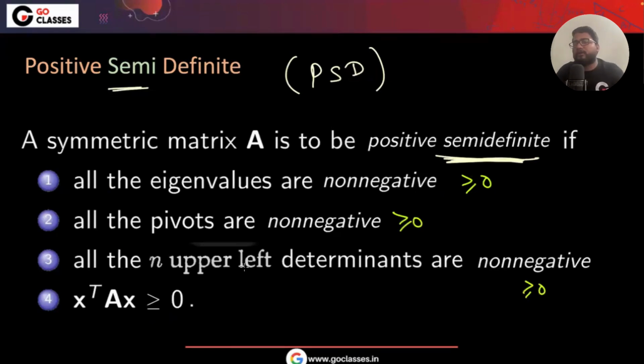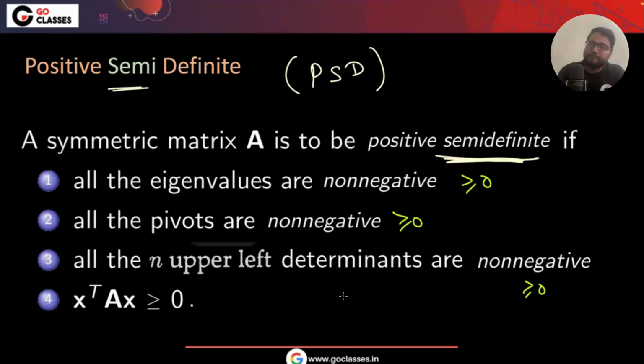So all eigenvalues are greater than or equal to zero. All pivots are greater than or equal to zero. All the principal determinants are greater than or equal to 0. Or maybe X transpose AX is greater than or equal to 0. If you are including 0, then this is called positive semi-definite or PSD.